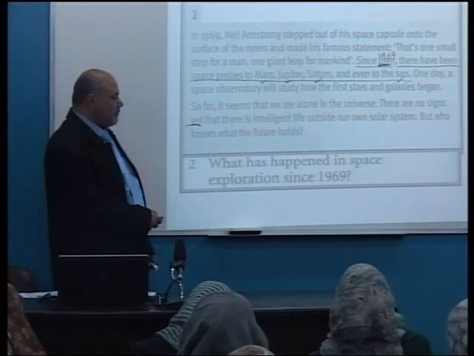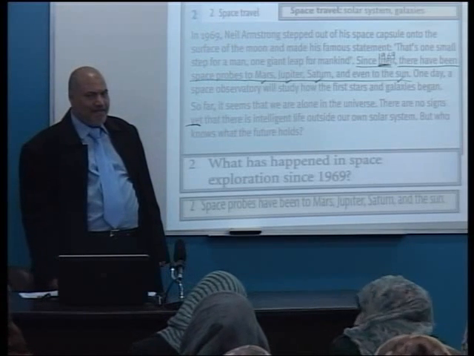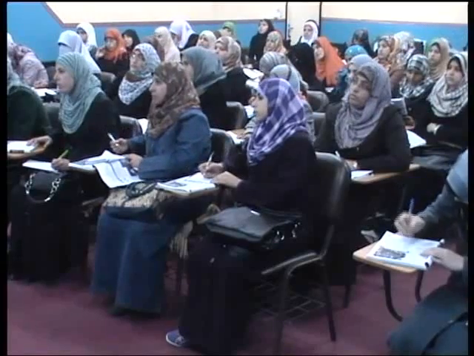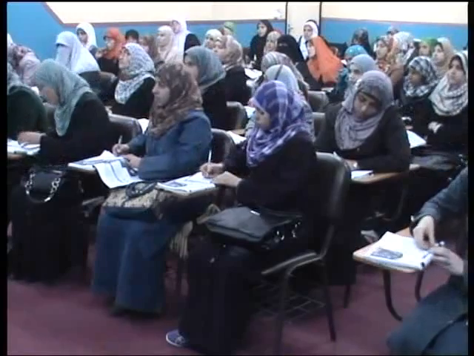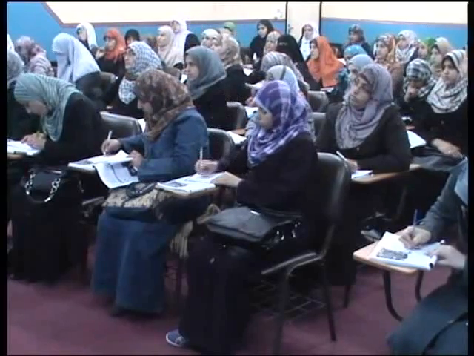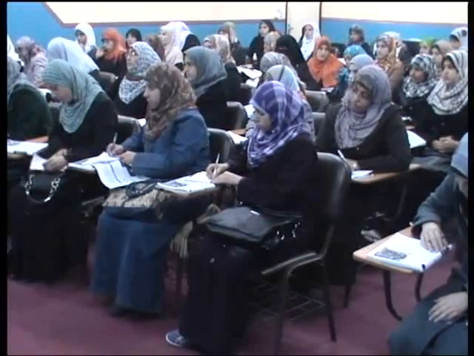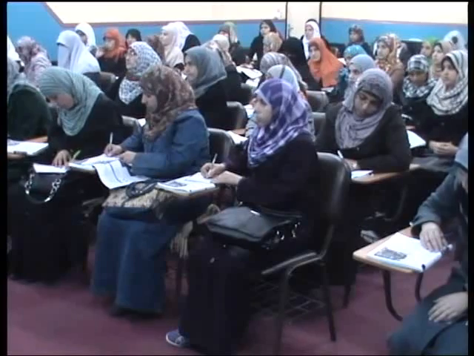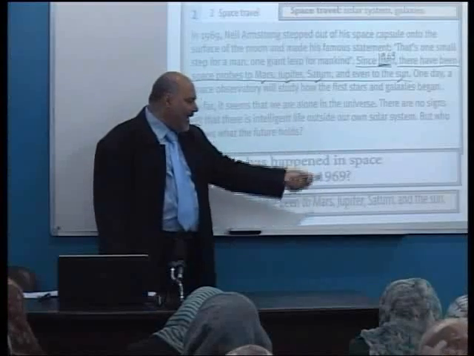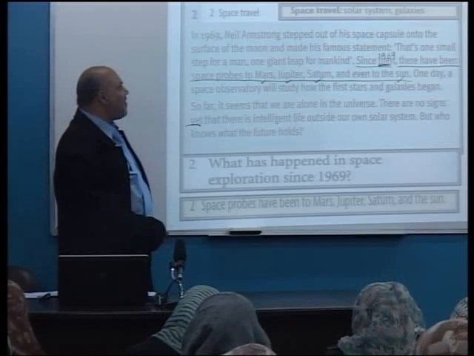Now, who can read the title again? Space traveler. What are the two words connected with it? Solar system and galaxy. Yes. Now, who can read the question? The second question: what has happened in space exploration since 1969? The answer? Space probes have been to Mars, Jupiter, Saturn, and the Sun. So these have been to these places. So this is the end of the second paragraph. Let's come to the third one.